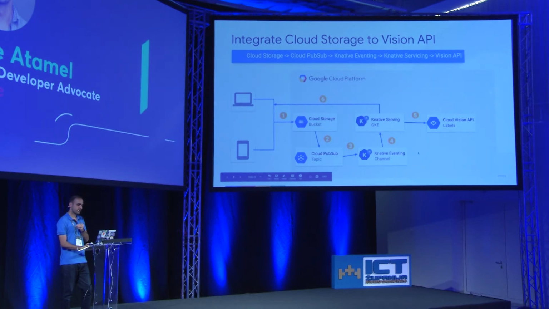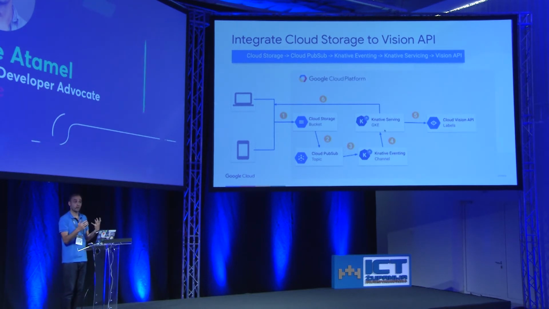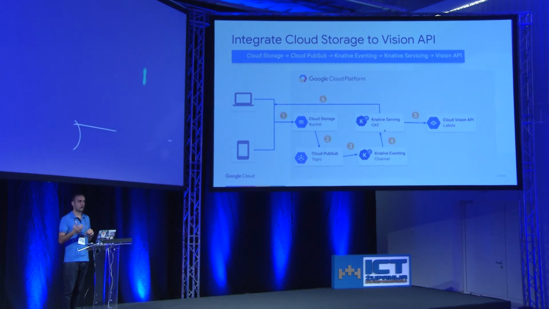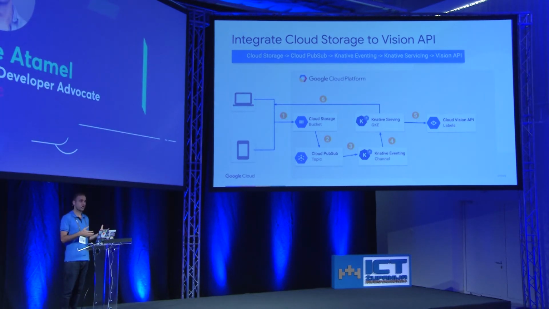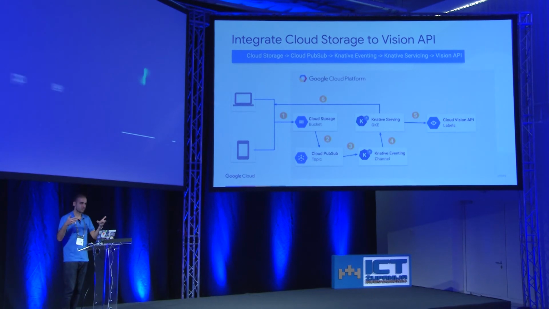Then from Knative eventing, we make a call through broker and through trigger to a Knative service, and then the Knative service can do whatever it wants with that message, but in this case, I'm making a call to Vision API. Vision API is the machine learning API in Google Cloud, where you can pass in images, and it will analyze and extract labels out of that image. So what I'm doing is saving an image in a bucket, and in the end, I get the labels out of that image using Knative in the middle.